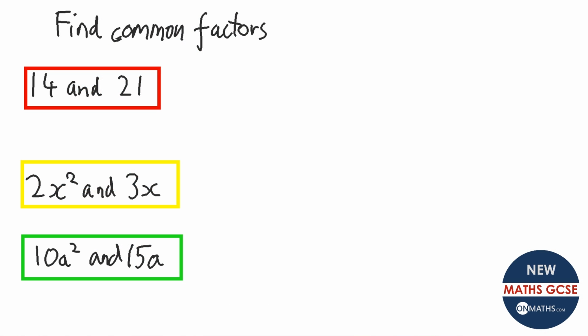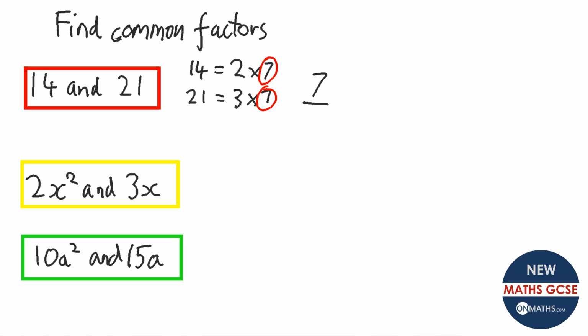Okay, so first of all, we're going to try and find the common factors of a couple of numbers or expressions. So the first two we've got are 14 and 21. Now, I know that 14 is 2 times 7, so it's got a 2 and a 7 in it. I know that 21 is 3 times 7, and looking at that, we've got a 7 here and a 7 here. So the common factor that we've got is 7.